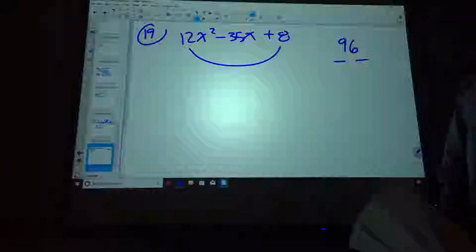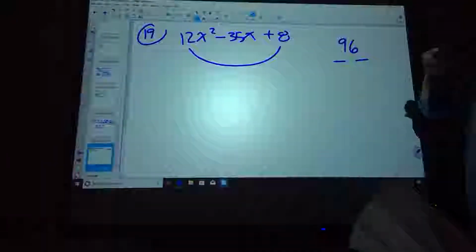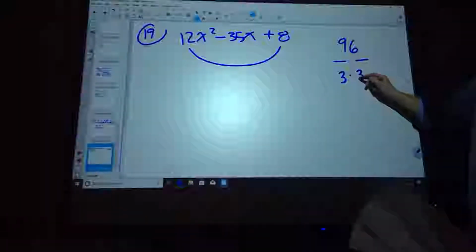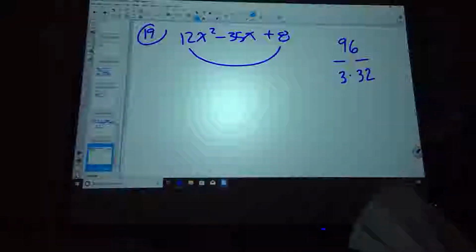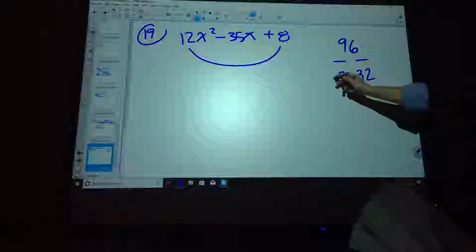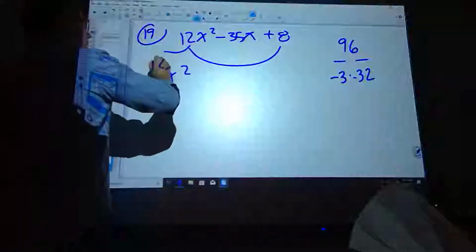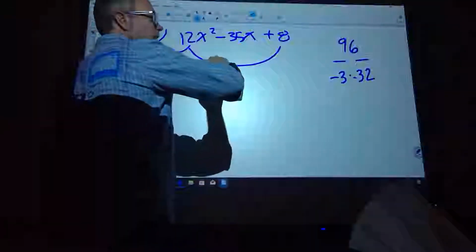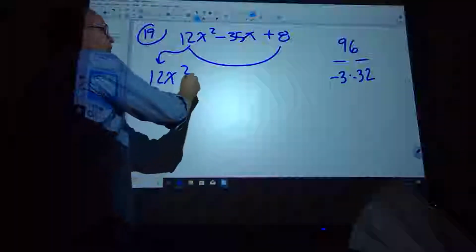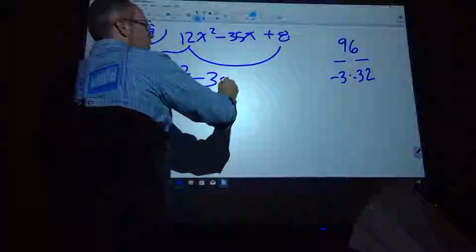So can I go 32 times 3? Does that work? That gives me 96. And if they're both negative, do they add to negative 35? Is that right? Cool. So those will definitely work. So we'll go ahead and plug them in. So this first term will come down. It doesn't matter if I have the -3 first or the -32 first. It'll still come out the same.